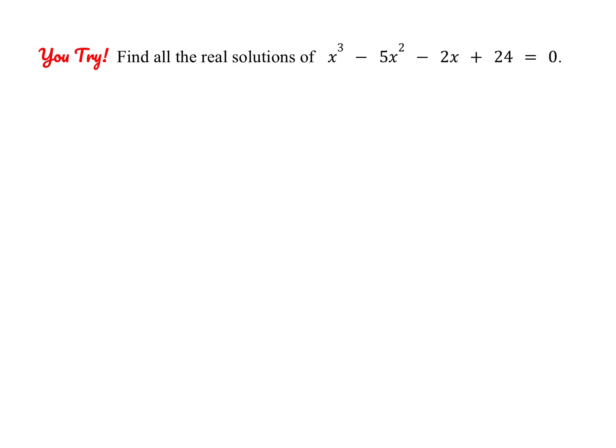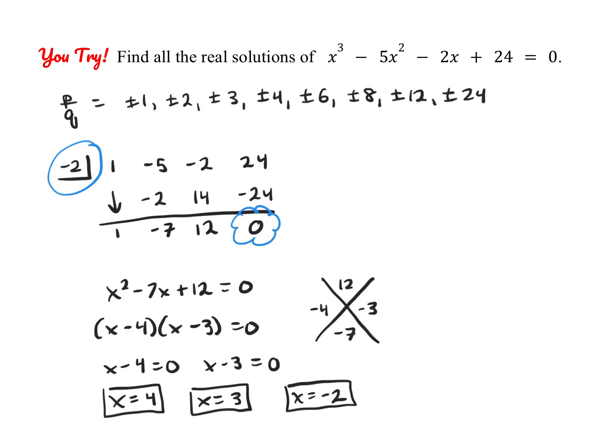Okay, here's the last example. Pause the video and give it a try. Alrighty, go ahead and check your work here. This is the list of possible answers. So I tried negative 2, and I found that the remainder was 0, so that means negative 2 is one of my solutions. Here's the remaining polynomial, so 1x squared minus 7x plus 12 equals 0. And then I solved this by factoring, and I got 2 more solutions, positive 4 and positive 3.